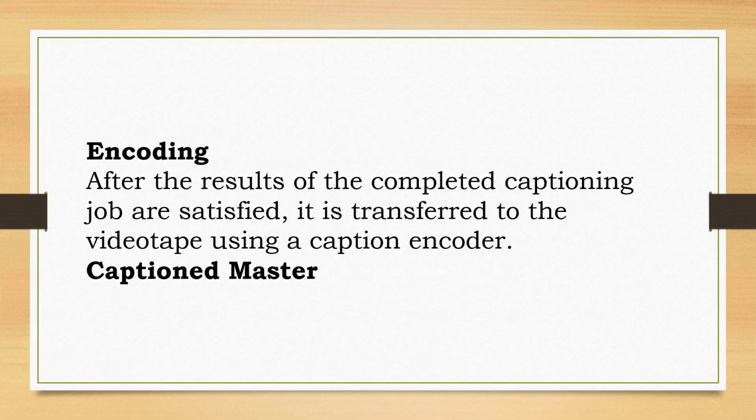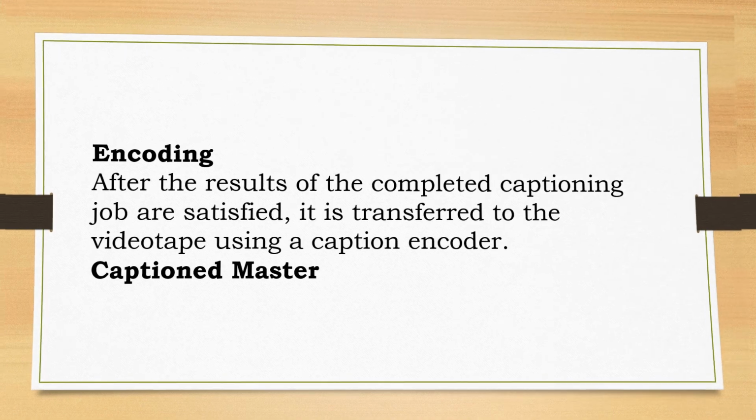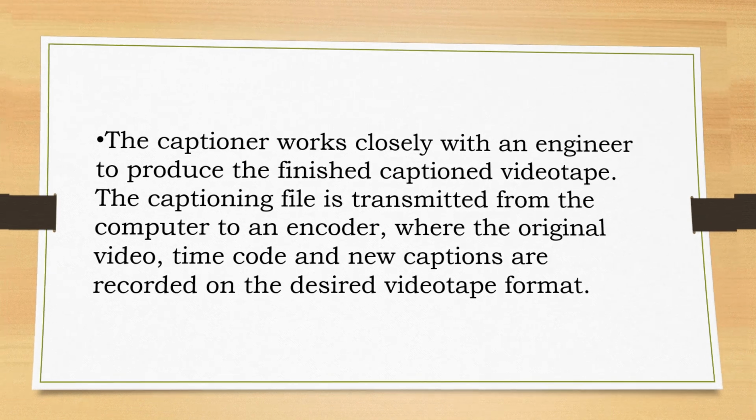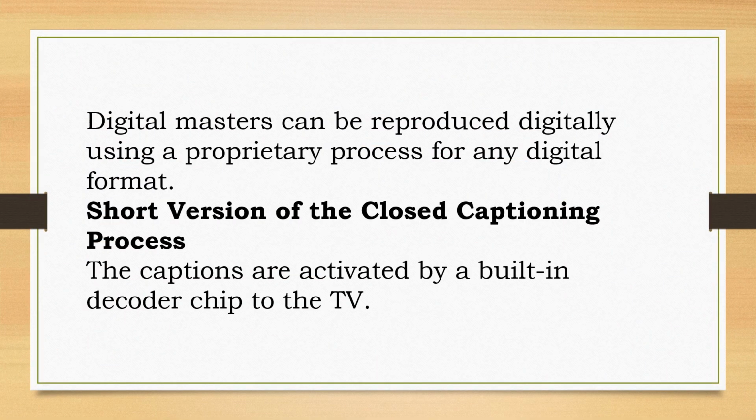Encoding. After the results of the completed captioning job are satisfactory, it is transferred to the videotape using a caption encoder. Captioned master. The captioner works closely with an engineer to produce the finished captioned videotape. The captioning file is transmitted from the computer to an encoder, where the original video, time code and new captions are recorded on the desired videotape format. Digital masters can be reproduced digitally using a proprietary digital format.